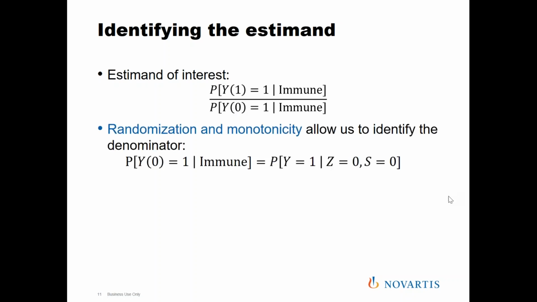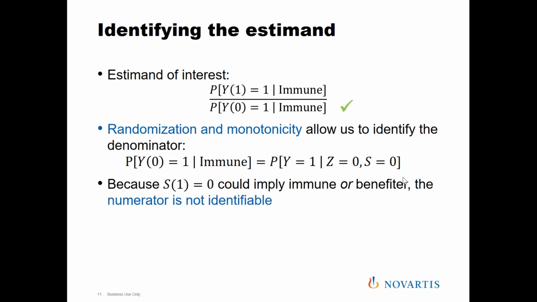So the denominator is actually identifiable without any further assumptions. Randomization and monotonicity suffice, because any patient in the control arm that does not experience a symptom, we know they must be immune. So we know the immune population on the control arm. So the denominator is simply estimated by the proportion of patients that experience the outcome on the control arm among patients who did not experience the symptoms. So we get a check mark next to the denominator.